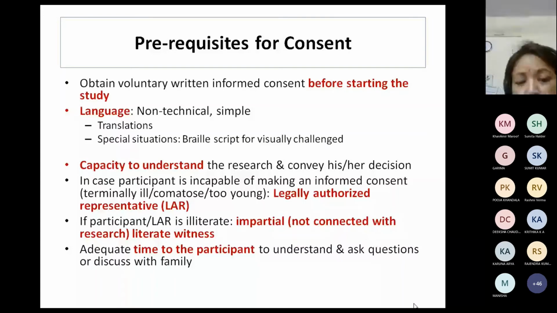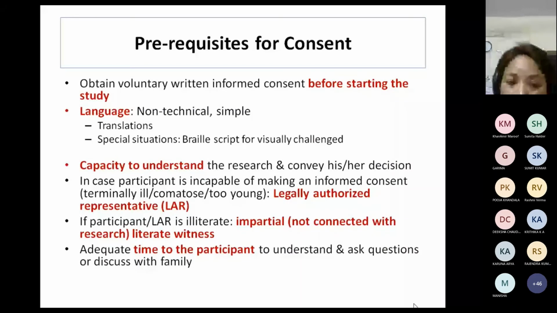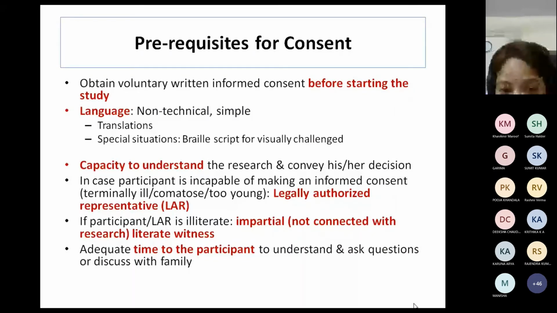So in case the participant is a young child, is comatose or is terminally ill, in those special situations, you have a legally appointed representative, which is called an LAR, who gives the consent on behalf of the participant. Again, you have to make sure that if the participant or the LAR is illiterate, then you have the option of taking an impartial person who is not connected with the research and who is literate, and who can act as a witness to whatever information has been conveyed, and the participant then gives a consent.